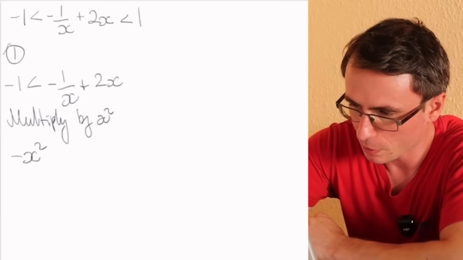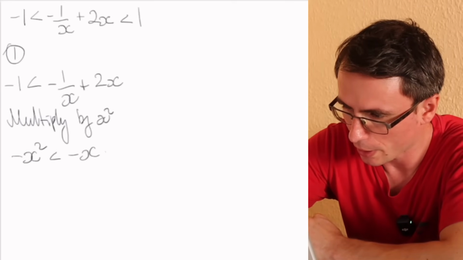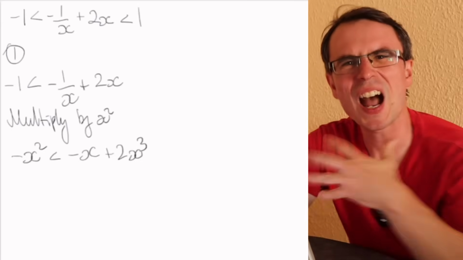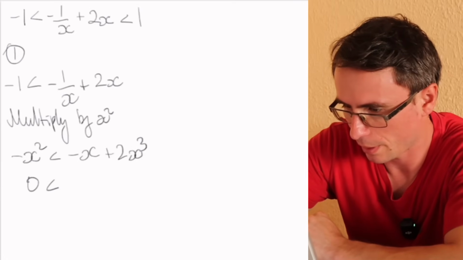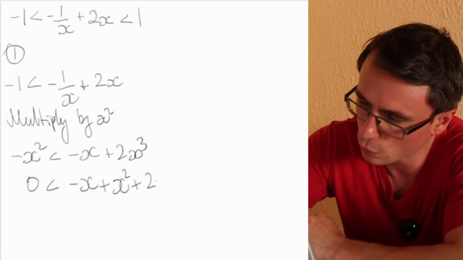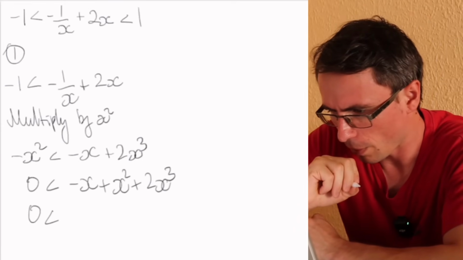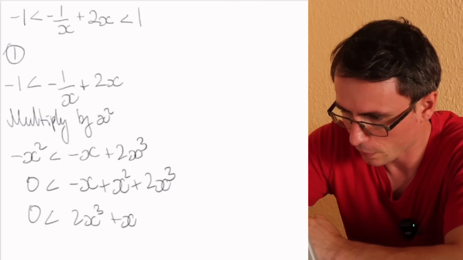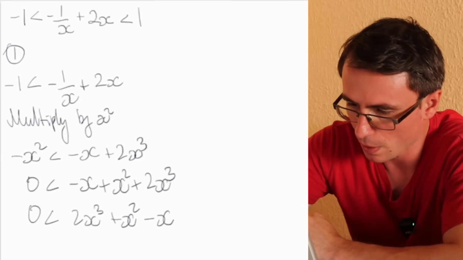We're going to get minus x squared is less than minus x, and then plus 2x cubed. Okay, let's tidy this up a little bit. So 0 has to be smaller than minus x plus x squared plus 2x cubed. We can also rewrite this as 0 being smaller than 2x cubed plus x squared minus x. And now we can just factorize an x.